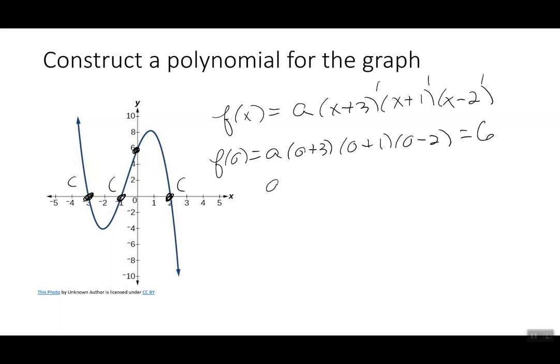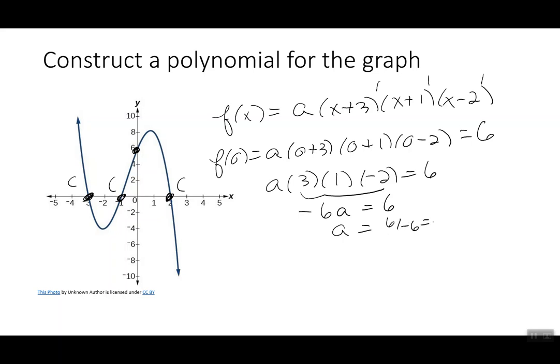So let's simplify. I have a. 0 plus 3 is 3, 0 and 1 is 1, 0 and -2 is -2. So 3 times 1 times -2, that gives me -6a is 6. So a is 6 over -6, which is 1. Actually, -1, sorry. So this -1, well, that really helps because then that matches our graph, right? I can see it was going down on the right. Well, that's only going to happen if my leading coefficient is negative. So I needed that for it to match up.